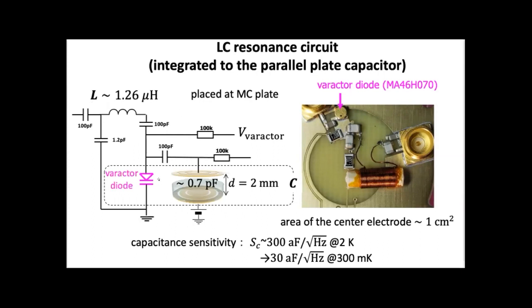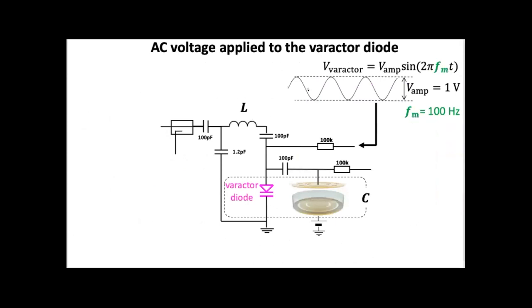We also have a varactor diode, which serves as a variable capacitance. By changing the voltage applied to this varactor, we can change this capacitance here. I wrote the capacitance sensitivity here, but I don't have time to talk about capacitance sensitivity.